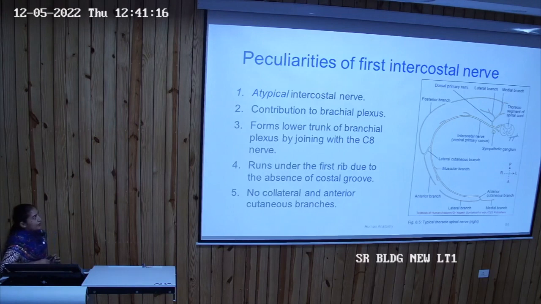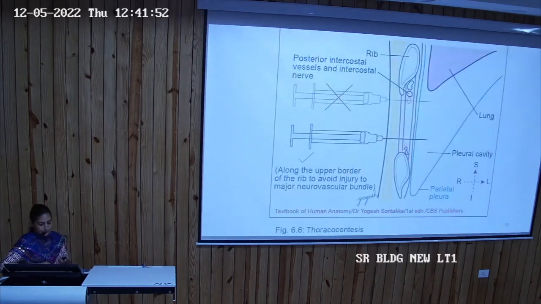Now what are the peculiar features of the first intercostal nerve? It is an atypical intercostal nerve because it supplies other than the thoracic wall. It contributes to the brachial plexus; it forms the lower trunk of the brachial plexus. Then it runs under the first rib. Why does it run under the first rib? Because the first rib doesn't contain any costal groove, so it runs on the inferior surface of the first rib. And it doesn't give any collateral and anterior cutaneous branches. These are the peculiar features of the atypical nerve, that is, the first intercostal nerve.